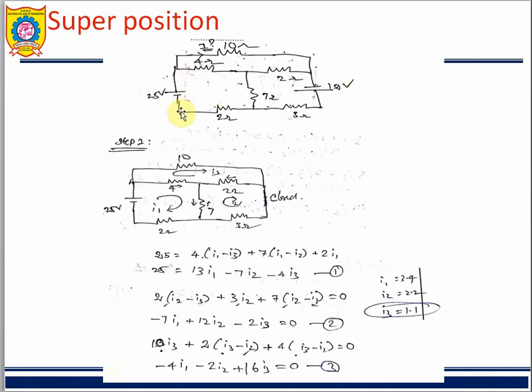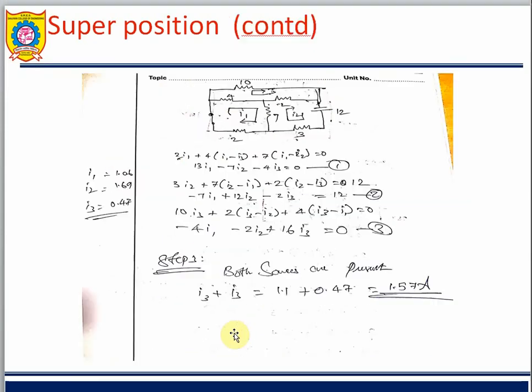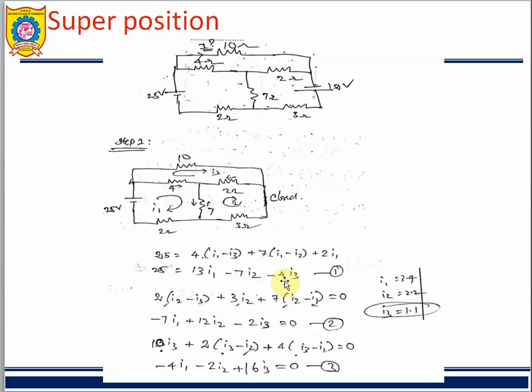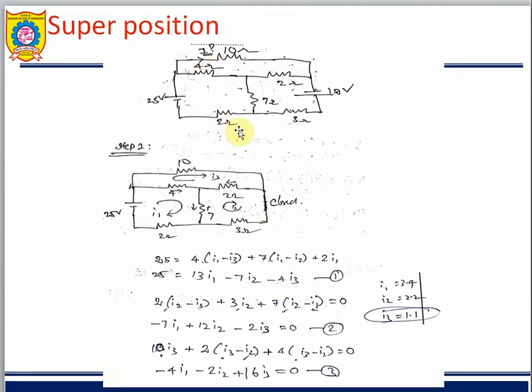How many sources are present? Either voltage source or current source. 2 sources are present: voltage source 1 and voltage source 2. Then how many steps? 2 steps. Step number 1, then step number 2. What is step number 3? Addition. Okay, that's all. So let's move on to some more details.